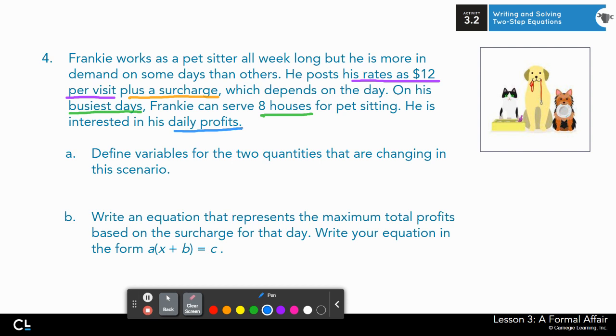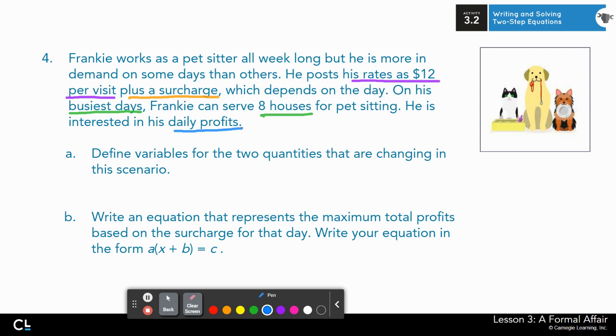So for 4A, you're defining the variables again that are changing in this scenario. So what can be different from case to case on the different days? And in 4B, you're writing an equation that represents the maximum total profits based on the surcharge for that day. Remember, his maximum profits come from his busiest days, which we underlined, which was a max of 8 houses for pet sitting.